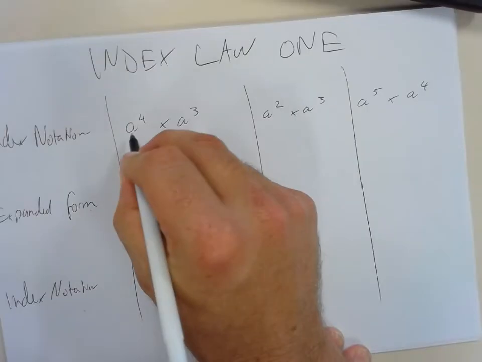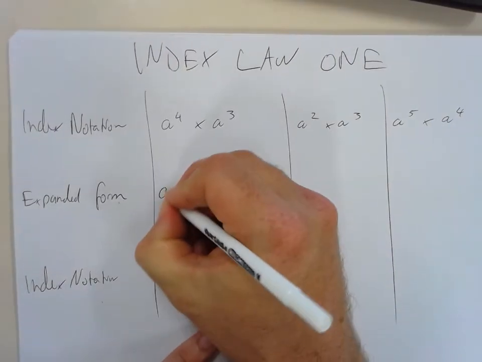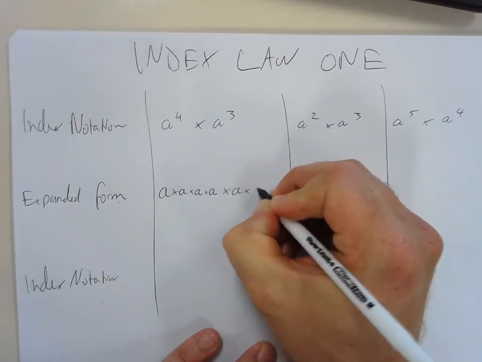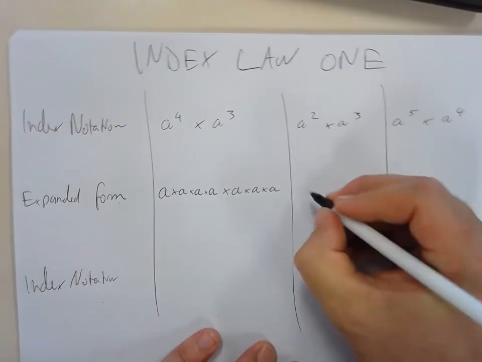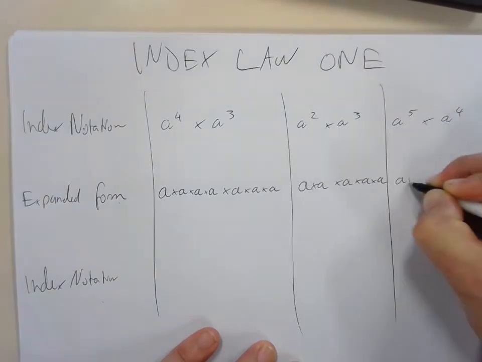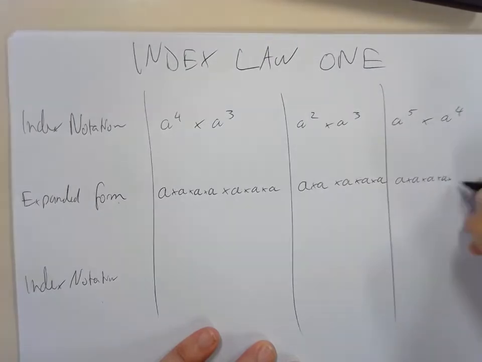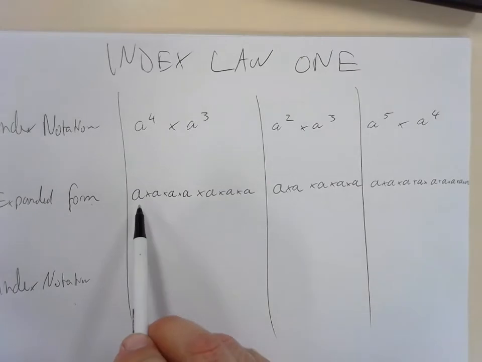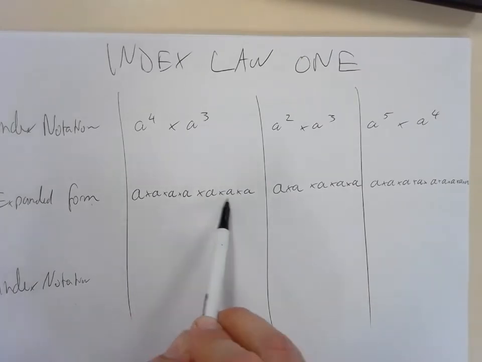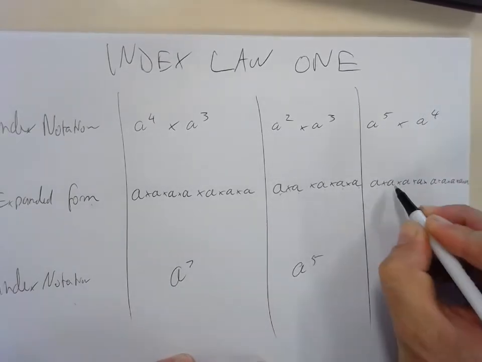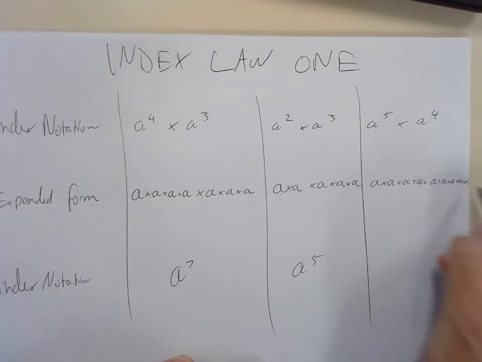So if I convert this to expanded form, it's a to the power of 4, which is A times A times A times A, and a to the power of 3, which is A times A times A. A squared becomes A times A. And then we go back to index notation. We just count them: 7, 5, and 9.